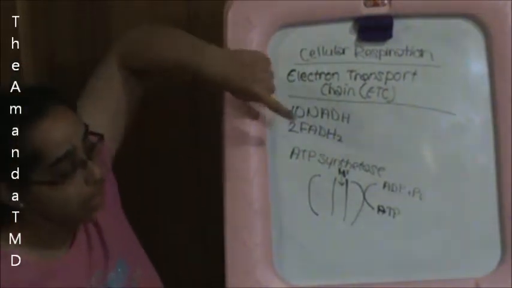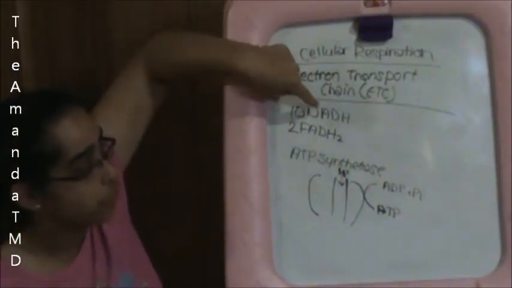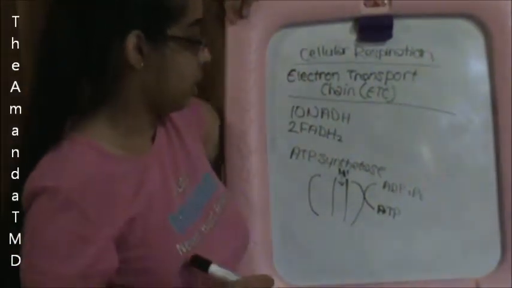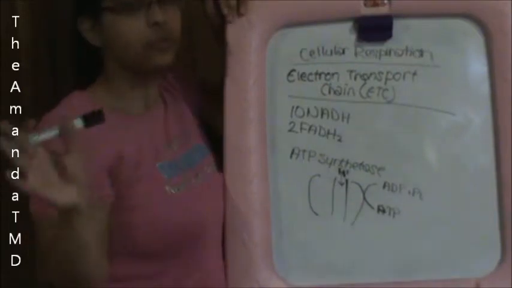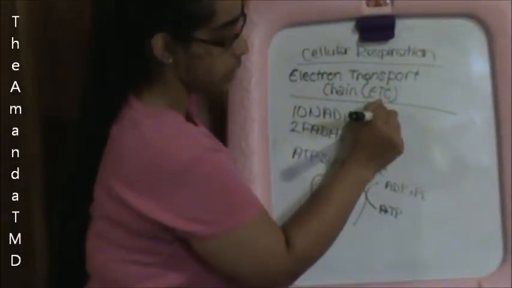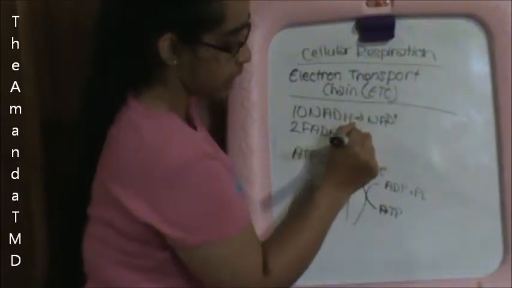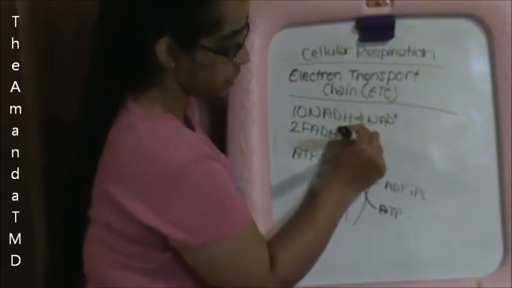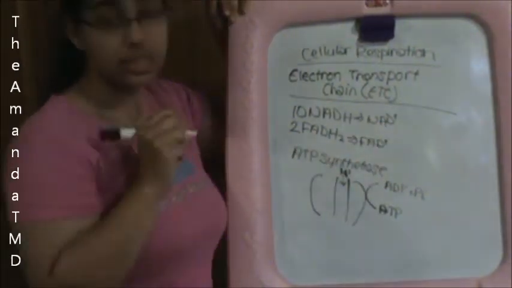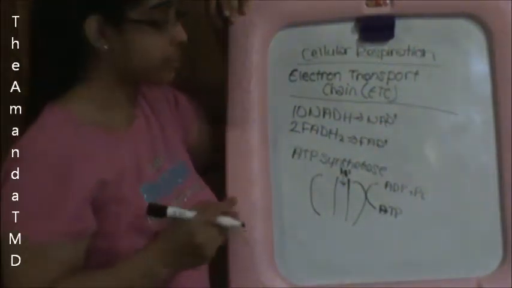And these H plus ions are coming from your NADHs and your FADH2s, okay? When they're oxidized, they give off a proton and you're left with, in this case, NAD plus and FAD plus. Now, I said that this produces the bulk of your ATP. This is how.